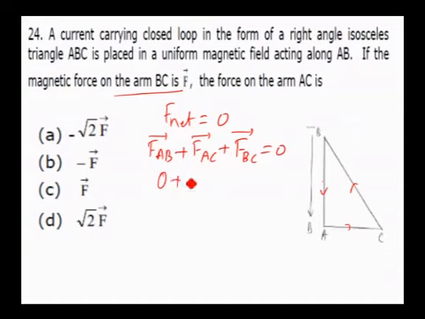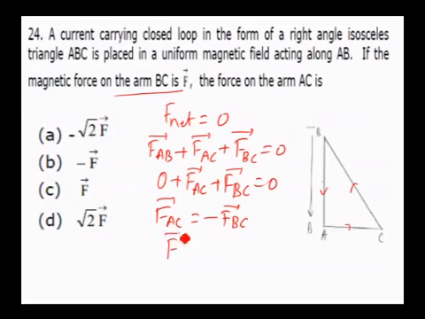So 0 plus force on conductor AC plus force on conductor BC equal to 0. So now I can write force on conductor AC must be equal to minus force on conductor BC. So suppose if you take this force as F now, this force must be equal to minus F.